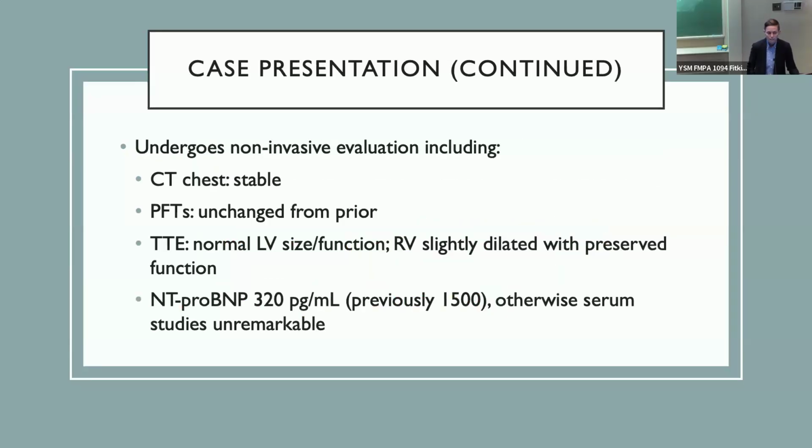She undergoes a non-invasive surveillance evaluation, and all of her routine testing looks reassuring. Her CT chest is stable, her PFTs are unchanged from prior, her echo actually looks better than before she started treatment for her pulmonary hypertension. Her RV remains slightly dilated, but it has preserved function. And her cardiac biomarkers have improved. Her NT-proBNP is now 320 from a prior value above 1,000 prior to starting treatment. And otherwise, her serum studies are unremarkable.